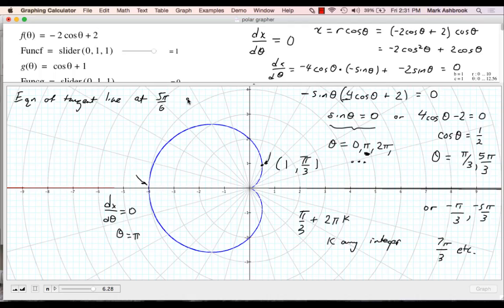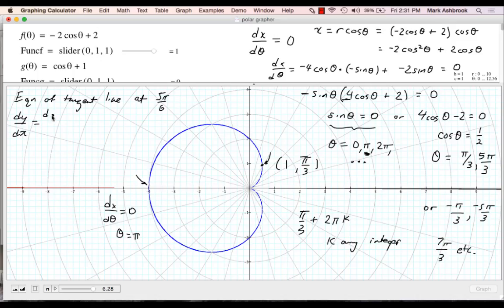We're going to need the rate of change in terms of y and x, or the slope. So we need dy/dx. And how are we going to get dy/dx? It's the same kind of idea as in parametric. We don't have y as a function of x. That would be either impossible or very inconvenient. This is much more convenient as a polar function.